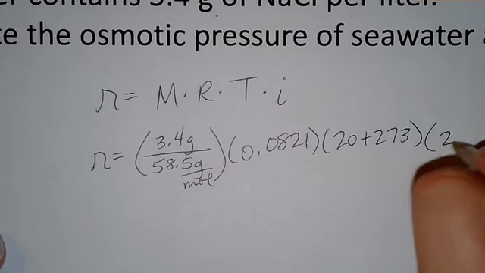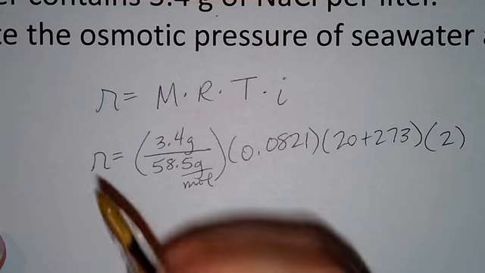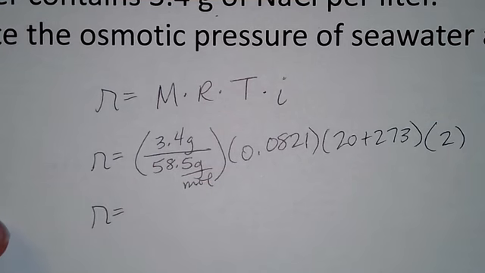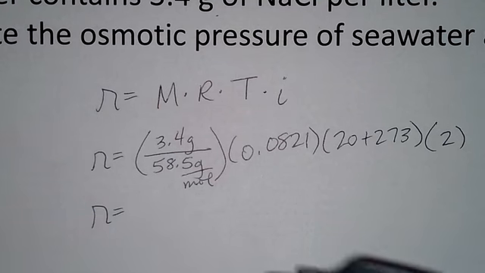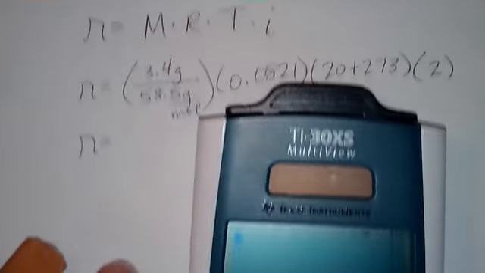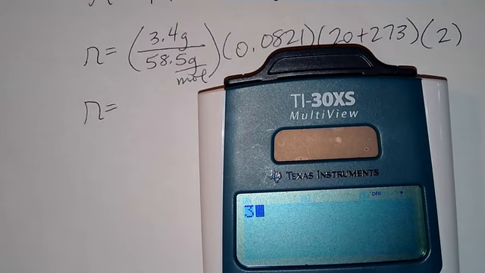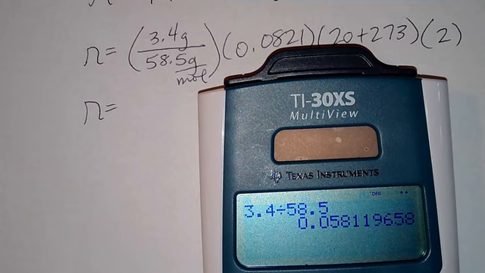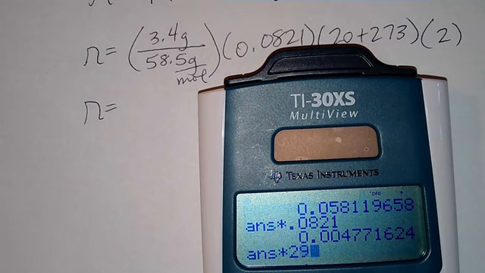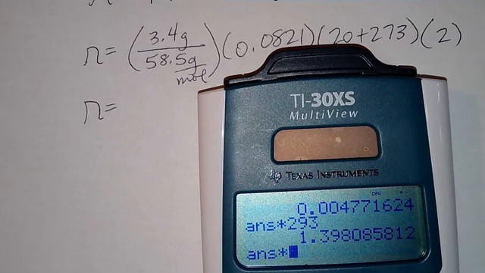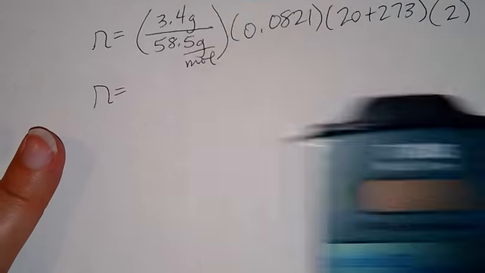So having an electrolyte solution can double or triple or even quadruple your osmotic pressure. Alright, so we have 3.4 divided by molar mass times our R value times our temperature times 2. So we have 2.8 atmospheres for our osmotic pressure.